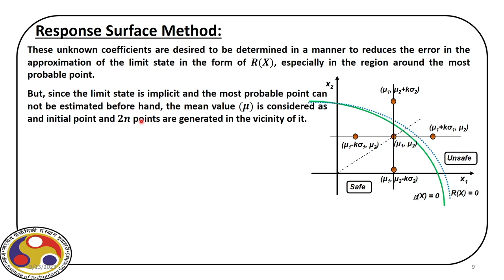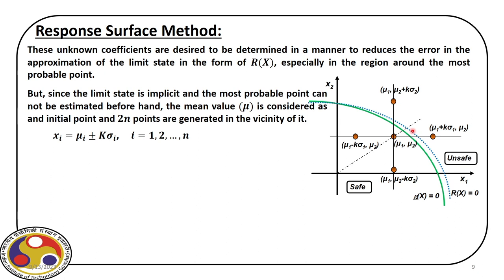Now, again, the reliability problem, when we have this response surface R(x) equal to 0, is an iterative procedure. So we start with this mean as our reference point. So that is the first starting point. And you'll see as we progress, in the next iteration we'll find the optimal point on this dotted line, and we'll use that as our reference point. And in and around that, we'll again generate 2n plus 1 points.